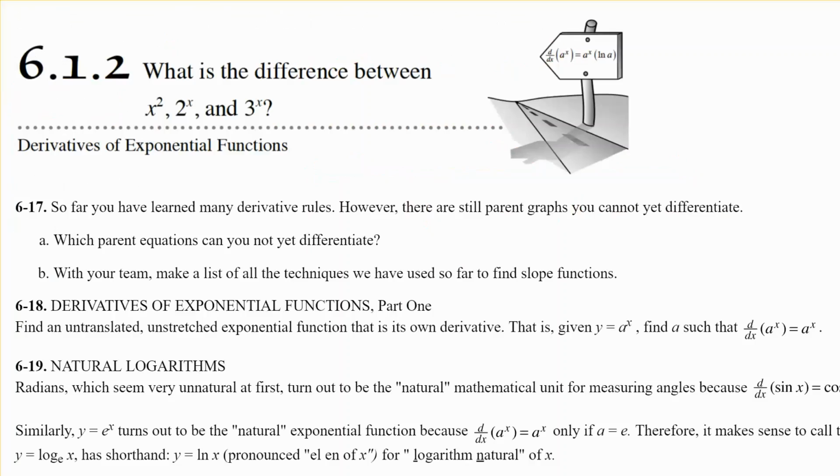All right, kind of looking at 6.1.2 then. We're doing derivatives of exponential functions, which we kind of all went through yesterday. And actually, if you look up in our sign up here, it's got our definition that we wrote down. So there's still some that we cannot yet differentiate. I would like you to spend a second and write down other functions other than exponential, because there are some that we cannot differentiate. And then also spend a minute and make a list of any techniques that you've used to find slope functions, which are derivatives.